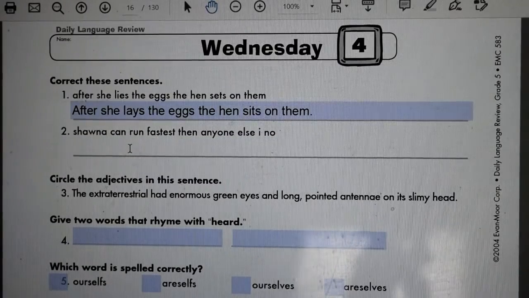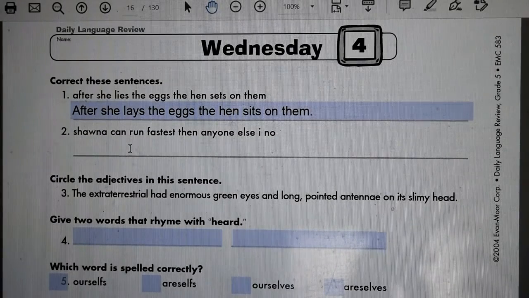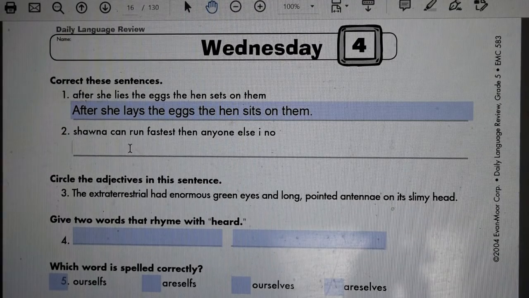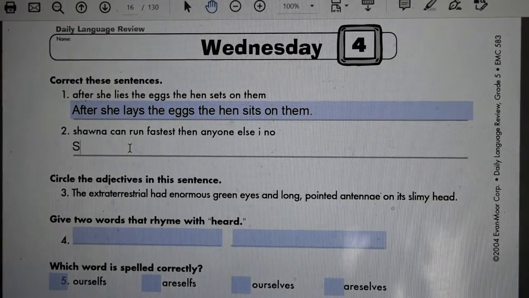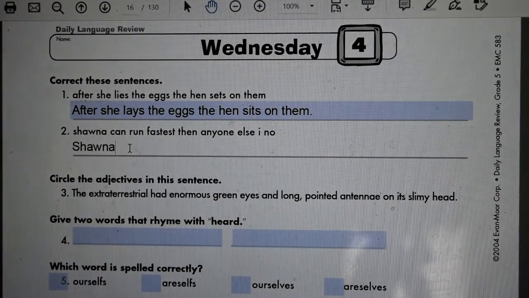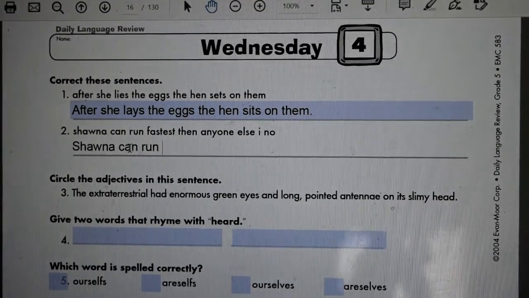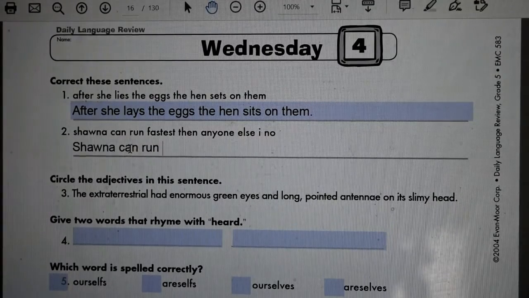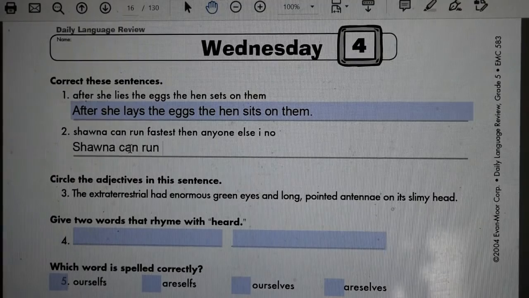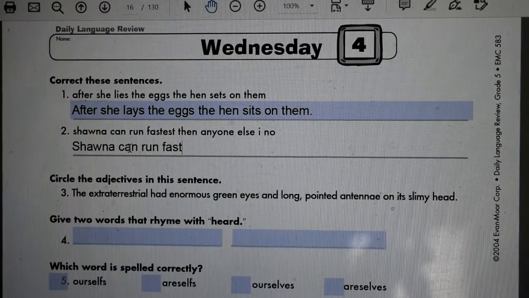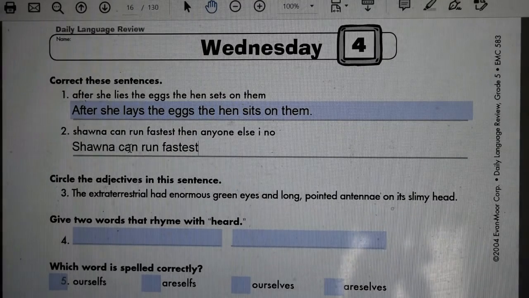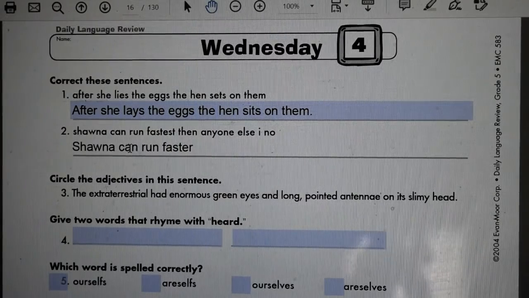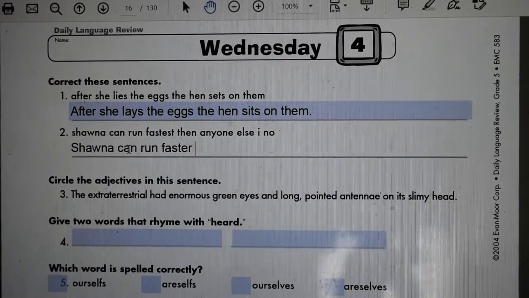Number two, Shauna can run fastest than anyone else I know. Man, there are some wrong words in here. Shauna is a girl's name. And since it's the first word in a sentence, we have to capitalize it. Shauna can run. Is it fastest? It's fast, faster, fastest. So since she can run faster than anyone she knows, that means she's the fastest. Shauna can run, no, it'd just be faster. Shauna can run faster. All right, is this correct?